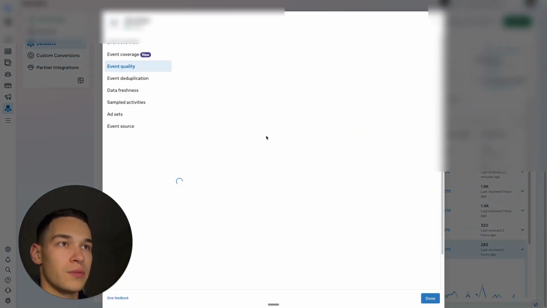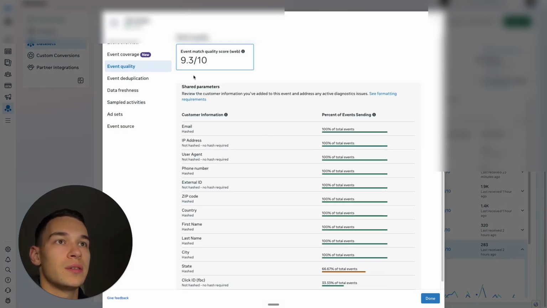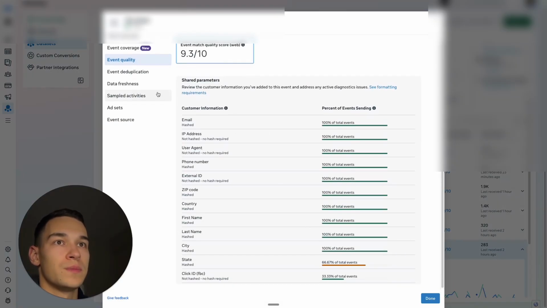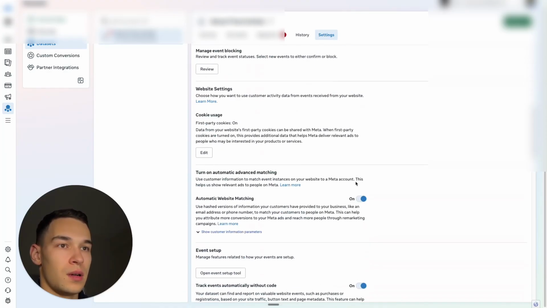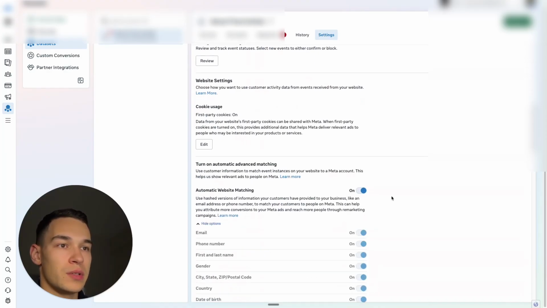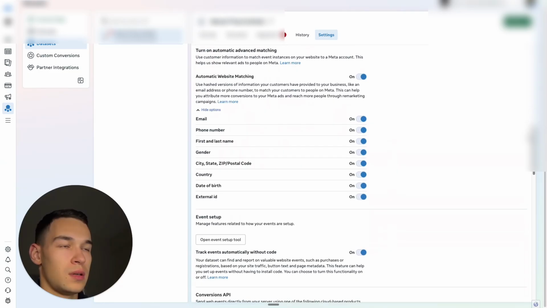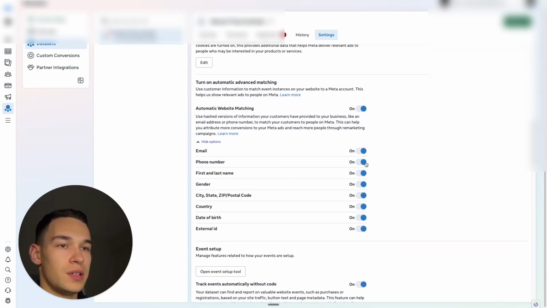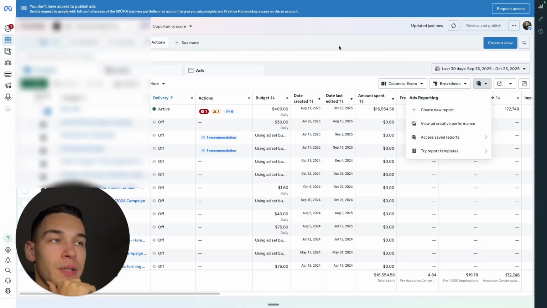Let's take a look here. Of course, they have the conversion API installed, which is great. The event quality is good. All right, automatic website matching. This is really important here. Make sure everything here is turned on for you. All right, so we are gathering as much data as possible for your e-commerce store and for your pixel to optimize on.